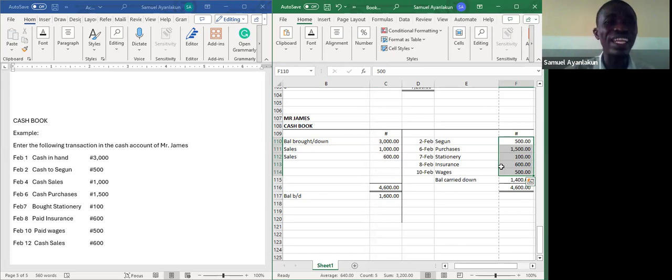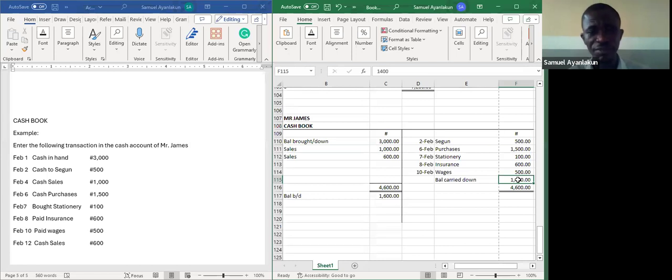How much will now be left with you? How much will be left in your pocket? It is now 1,400. That is the amount now left in your pocket. So this is the amount that you now carry forward.